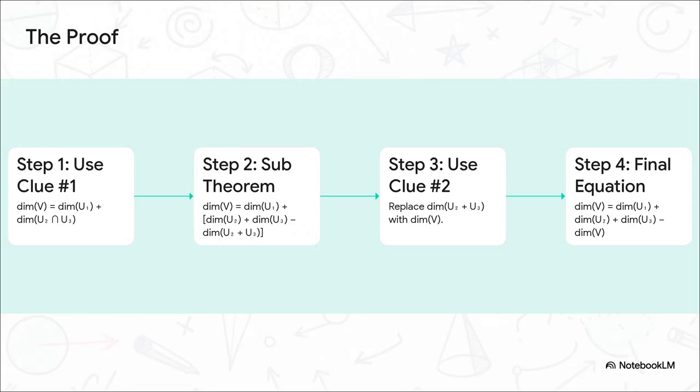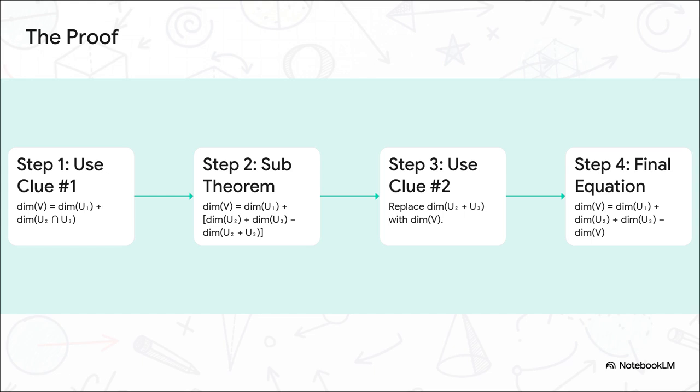Okay, let's walk through the deduction here step by step. First, we take our first clue. Remember, it was that perfect, no overlap fit? That means the math is really easy. The size of the whole house is just the size of room 1 plus the size of that shared bit from the other 2 rooms. Simple enough. Now for step 2, we pull out our secret weapon, the dimension theorem.